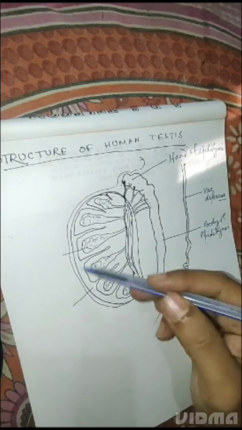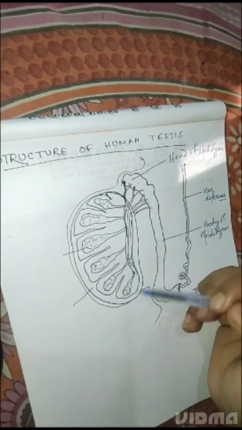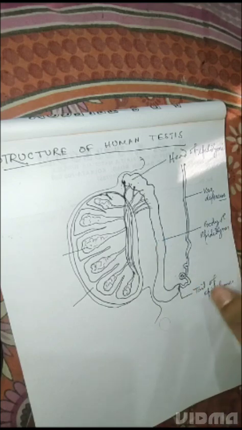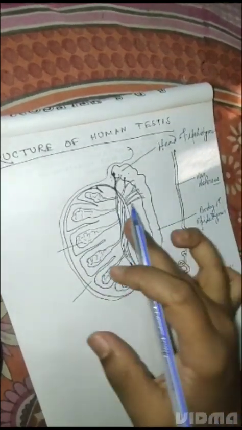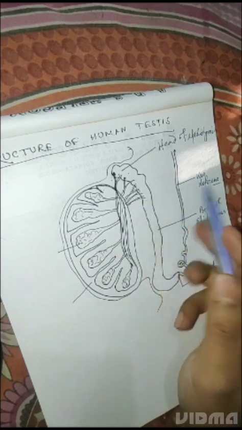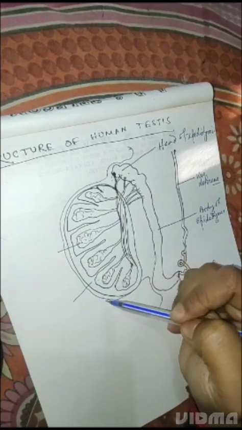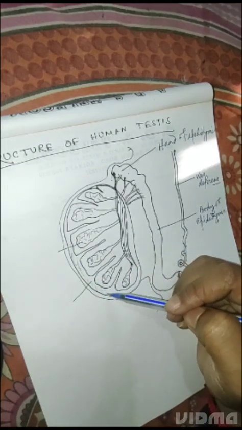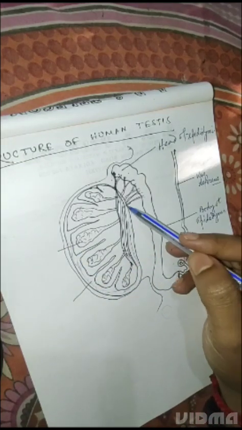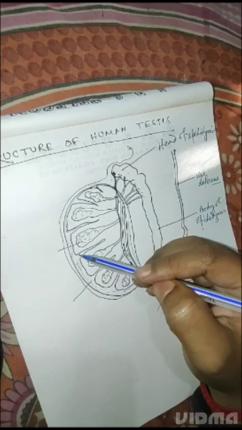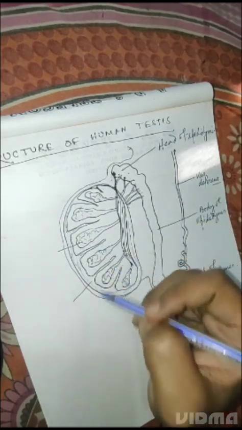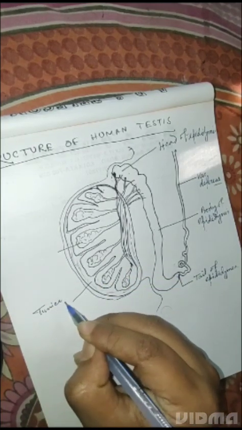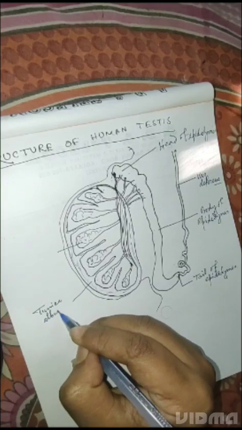Second, the ovoid structure, oval-like structure, the main reproductive part of the testis. You can see two structures. There is just an outer covering, this whole thing, all over that. This is called the tunica albuginea.